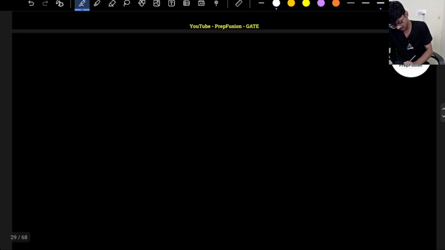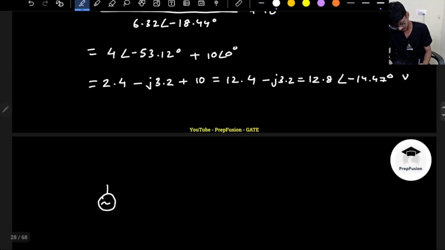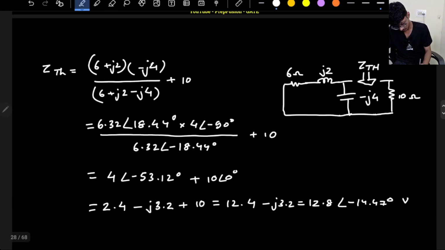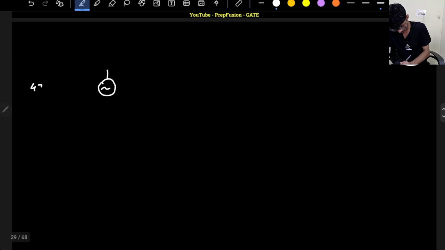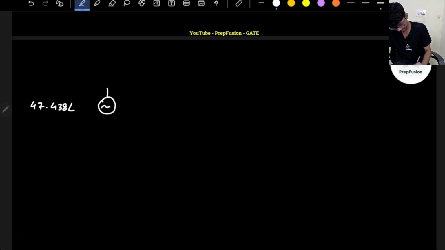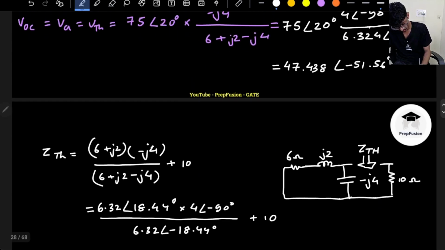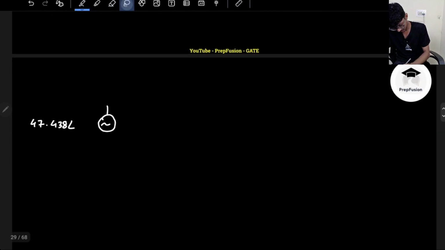So this is the ZTH and this is the VTH. So you can equivalently replace your circuit with VTH. What is the VTH? VTH we found out was 47.438, and the angle is minus 51.56.